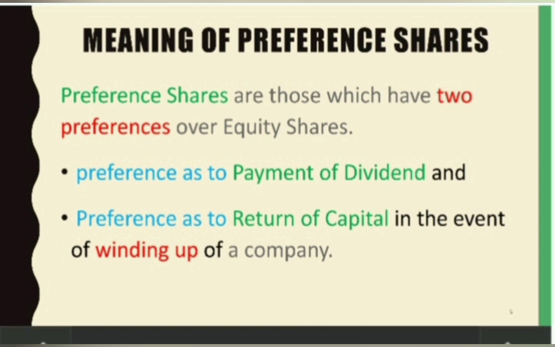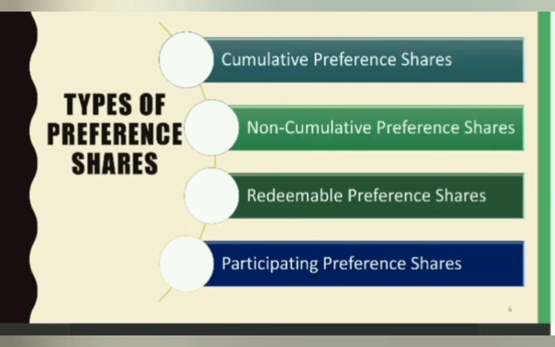Meaning of preference shares. Preference shares are those shares which have two preferences over equity shares. Preference as to the payment of dividend and preference as to the return of capital in the event of winding up of a company. Types of preference shares. Cumulative preference shares, non-cumulative preference shares, redeemable preference shares and participating preference shares.